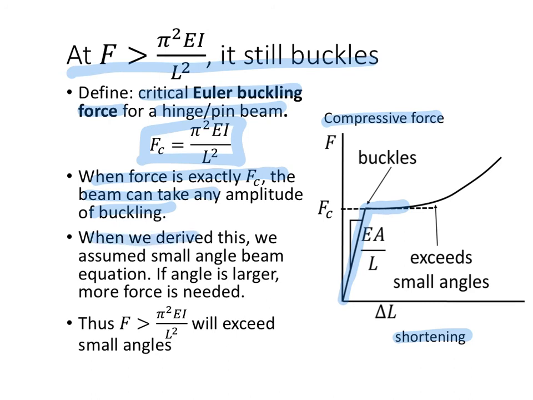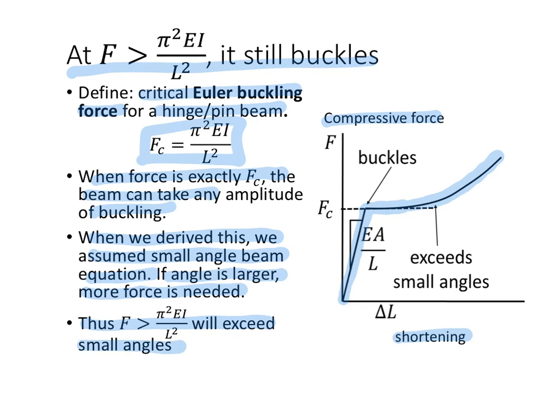But when we derived this buckling force, we assumed the small angle beam equation. If in fact the angle becomes larger, if the amplitude exceeds that which can have a good approximation by the small angle, more force is needed. So as we keep going up to higher force, we will eventually go up and it will start to curve upward until eventually you exceed ultimate properties of the beam, the amount that it can compress or stretch on the two sides, or maybe until you curve it all the way around in a circle if it's very long and slender. So we know that at larger forces, it exceeds the small angles, but it still buckles.